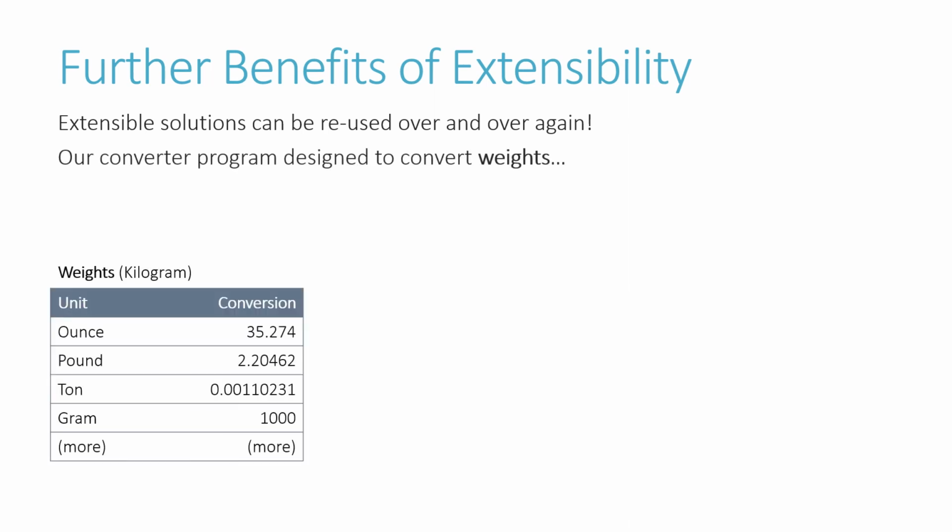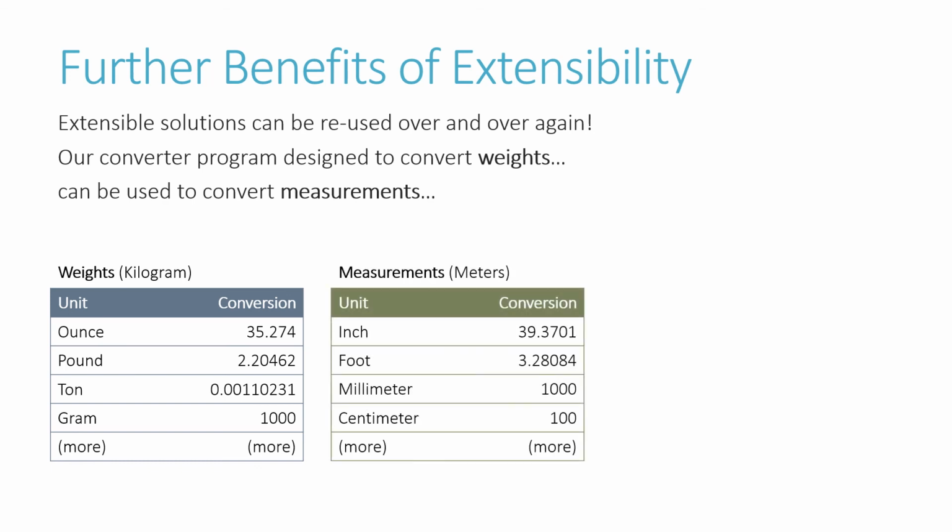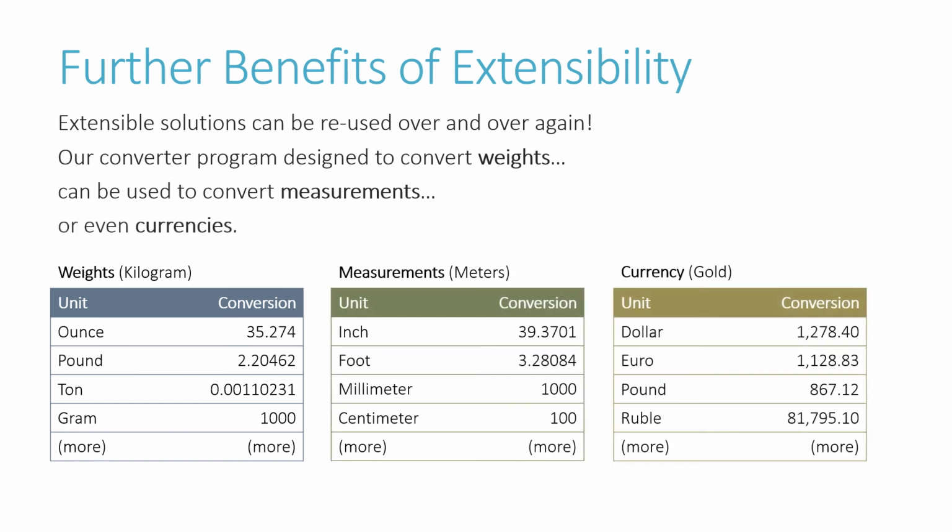Now that you have an extensible system, you realize this system can actually be used in other areas. This same conversion we use for weights, well, the same principle can be used for measurements. In fact, you can even use it in currencies. Now there are 200 currencies in the world. This would save us a lot of code.